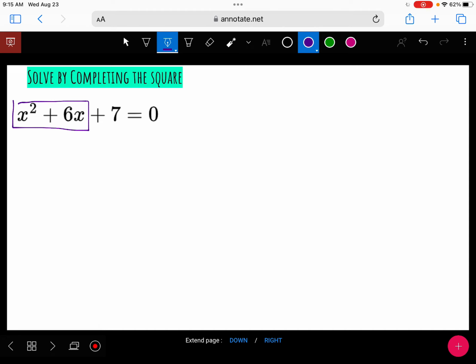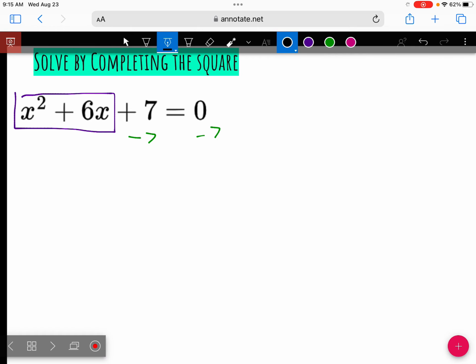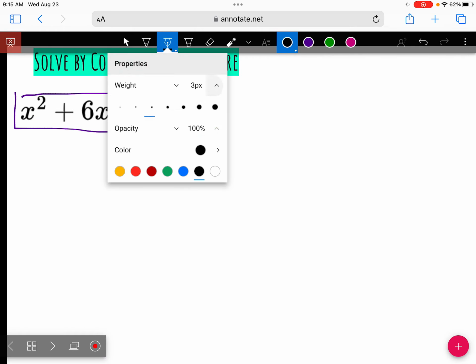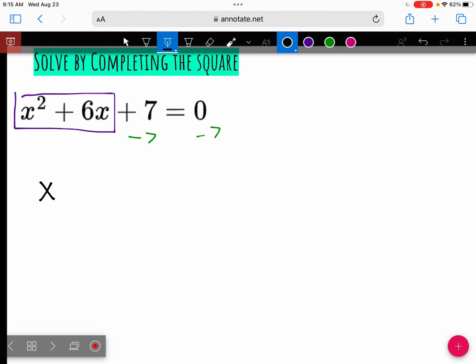So it's going to feel real awkward here for just a second, because it's like the opposite of what we normally do for factoring, where we make it equal 0. I don't care if it equals 0. I want all my x's by themselves. So I'm going to subtract 7 from both sides. I know, feels weird. So we're going to have x squared plus 6x. I'm going to leave myself a little bit of space here. Equals minus 7.